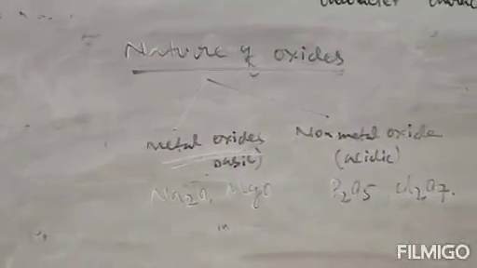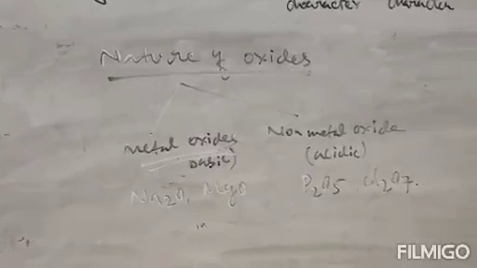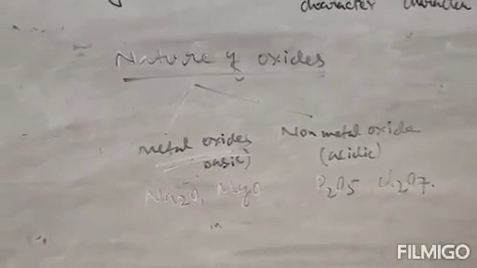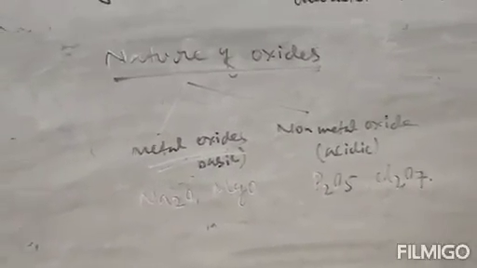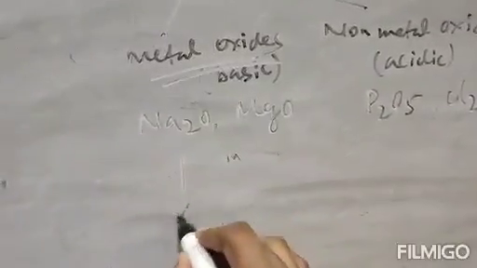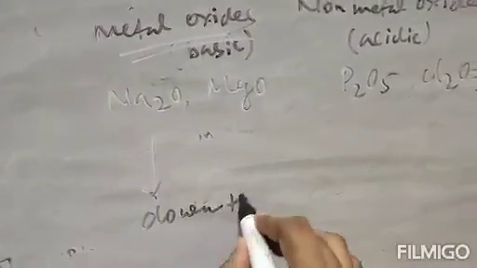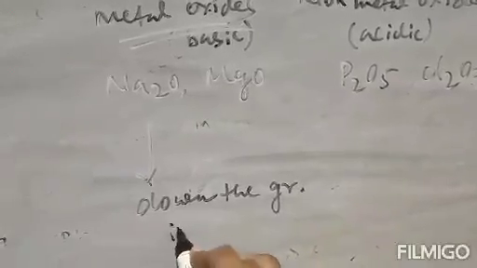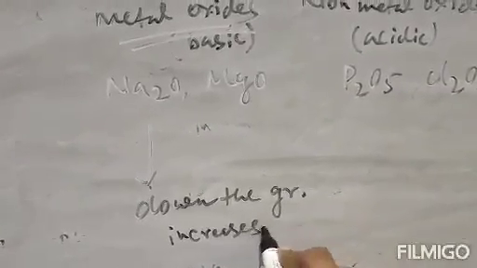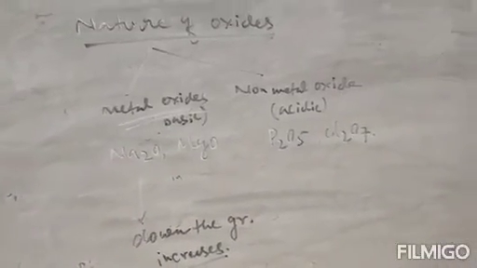In the case of metallic oxides, the basic oxide character increases down the group, from top to bottom. It increases because down the group the tendency of losing electrons increases. That's why the metal oxide or basic oxide character increases down the group.